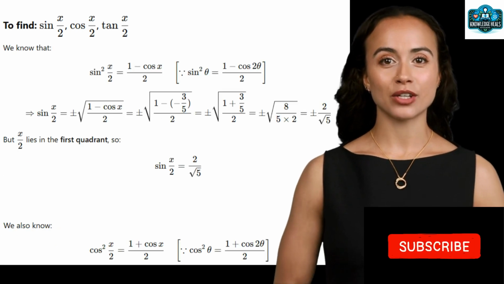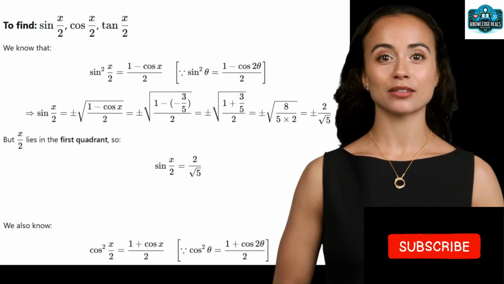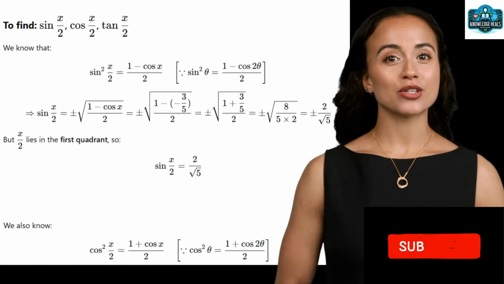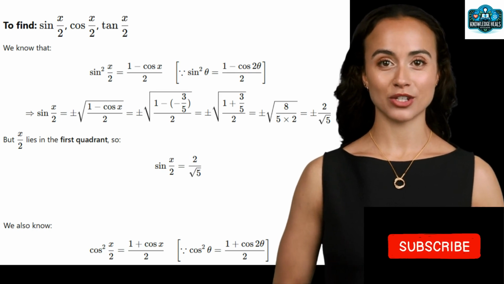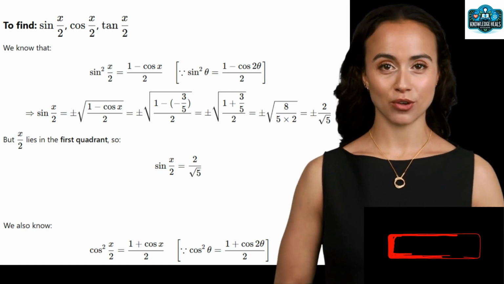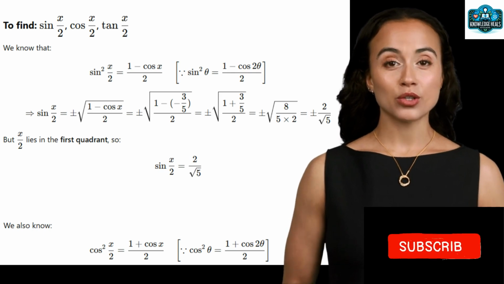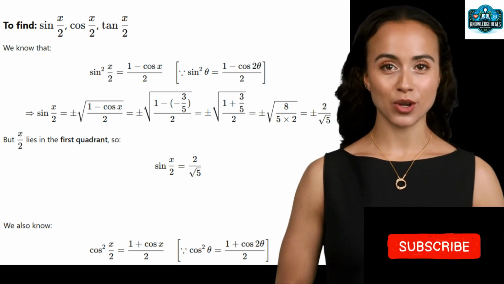Now we will find the value of sin x by 2 by substituting the value in the equation sin square x by 2 is equal to (1 minus cos x) by 2. As we substitute the value and simplify it, we get sin x by 2 equal to plus minus 2 by root 5. But as x by 2 lies in the first quadrant, sin x by 2 is equal to 2 by root 5. We also know another identity, cos square x by 2 is equal to (1 plus cos x) by 2.